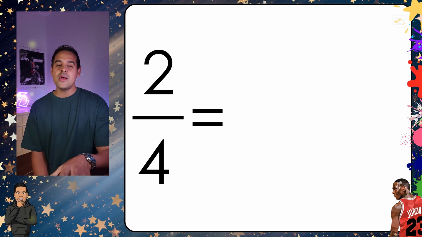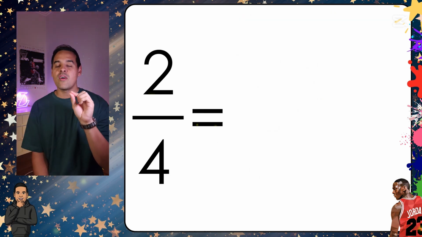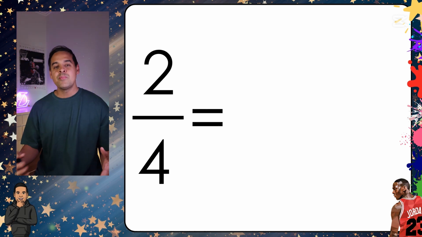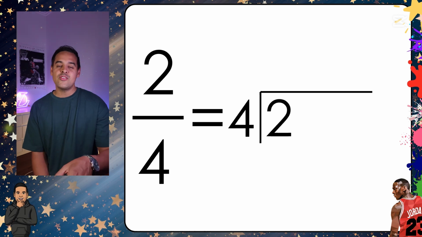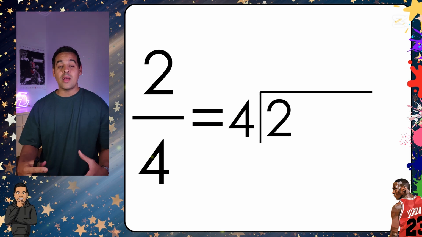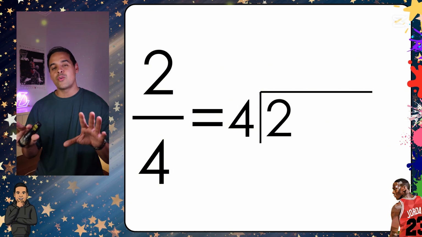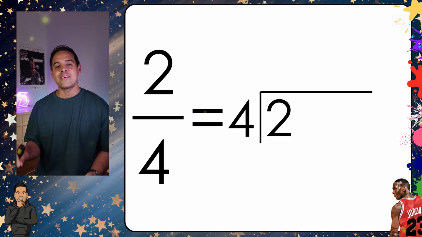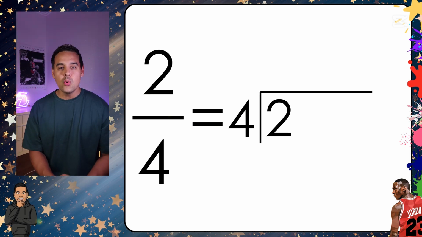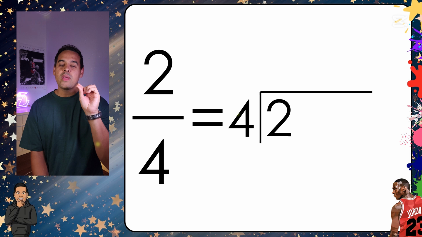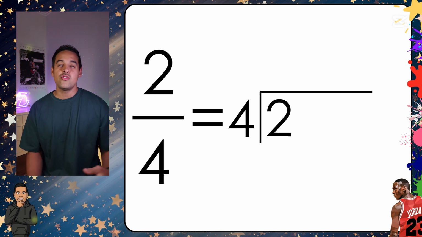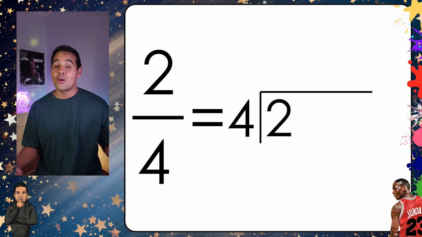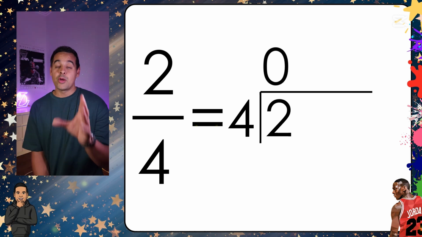So the first question here is 2/4. Now we need to convert this into a decimal. The first thing we need to do is put this into a division algorithm style of question with our denominator on the outside and our numerator on the inside. So we are dividing 2 by 4. Now we can't divide 2 by 4 because you need to think how many 4s can fit inside of 2. That is not going to work. So we're going to put a 0 there.